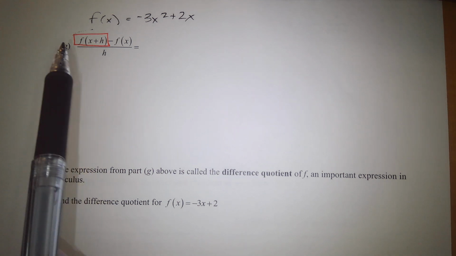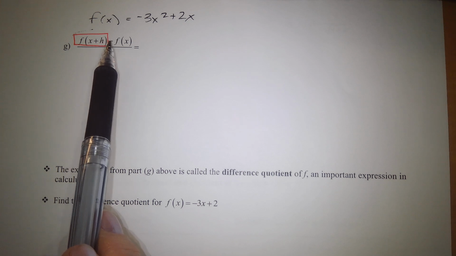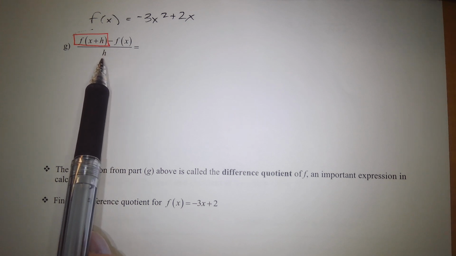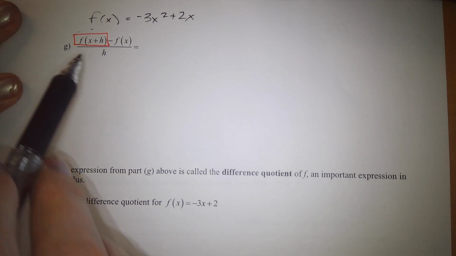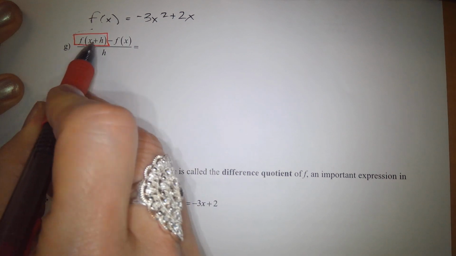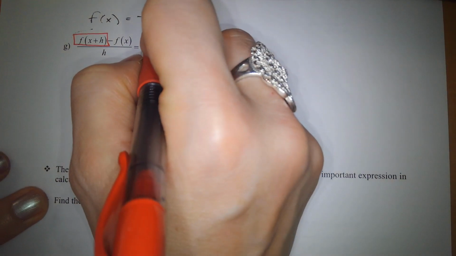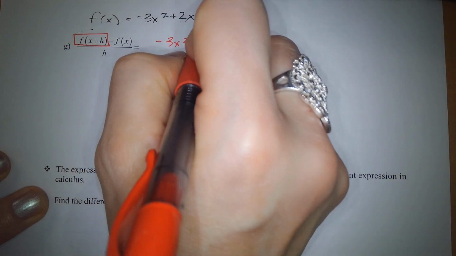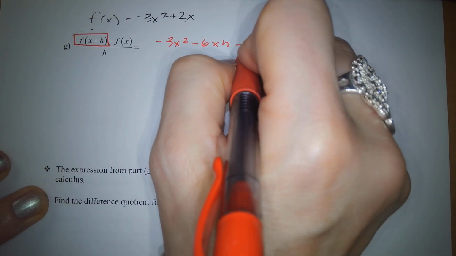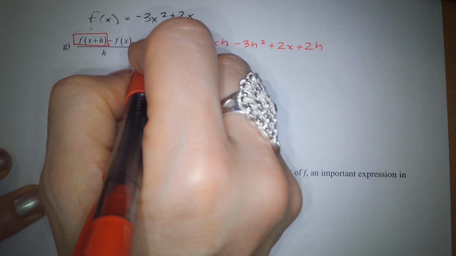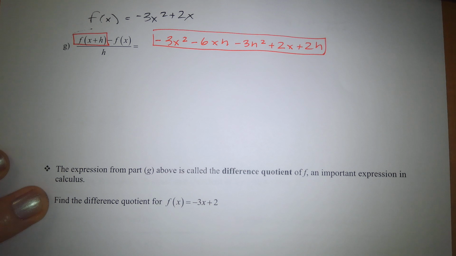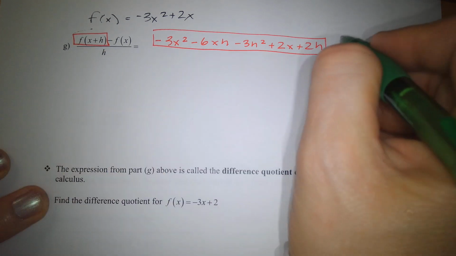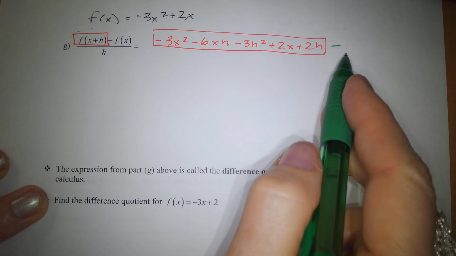For this next function, we're going to calculate f of x plus h minus f of x over h. If you remember from the previous page, we already solved for f of x plus h. F of x plus h was equal to negative 3x squared minus 6xh minus 3h squared plus 2x plus 2h. We've already solved and evaluated that. Then we're going to subtract f of x.